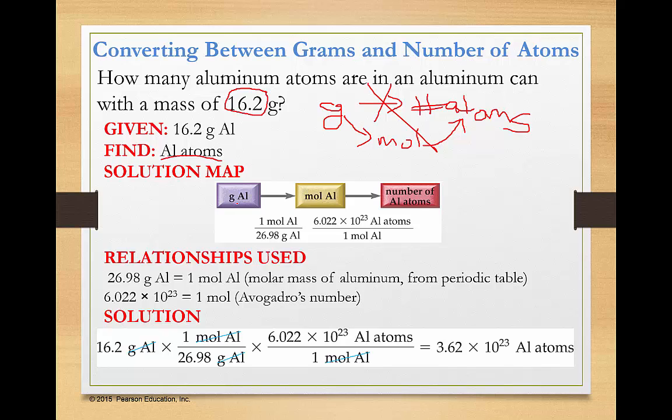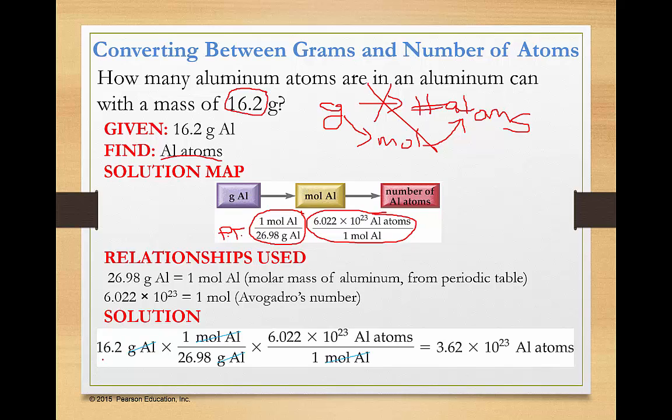So I'm going to start with grams of aluminum and convert to moles using the molar mass. This number right here, where did this come from? This is from the periodic table. You might see it even written as periodic table of elements, PTO. So if I ever say the PTO, I'm talking about the periodic table. Now I've got number of moles. Now I can use Avogadro's number to get from moles to number of aluminum atoms.